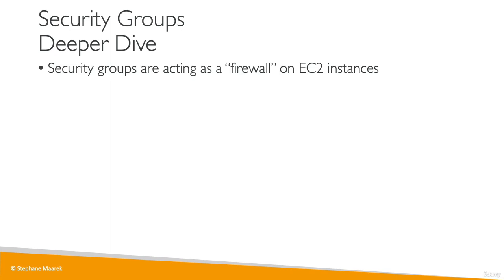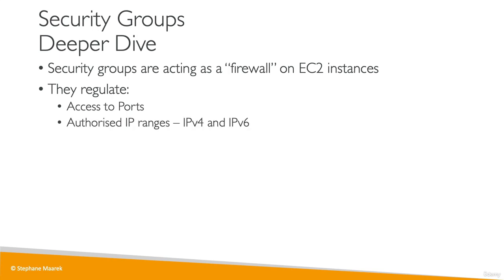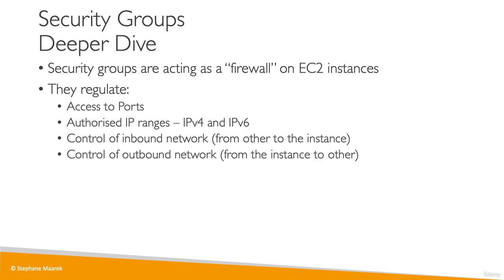Now, let's do a deeper dive. Security groups are a firewall on our EC2 instances, and they're going to regulate access to ports. They're going to define the authorized IP ranges, whether on IPv4 or IPv6, which are the two kinds of IP on the internet. This is going to control the inbound network, from the outside to the instance, and the outbound network, from the instance to the outside.